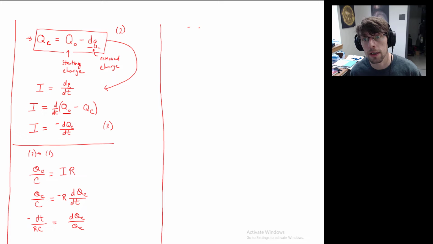So I get something like 1 over RC. Don't forget, those are constants, right? The resistor and the capacitor. But I have some time, I'll say from 0 to t, equals dQ_C over Q_C. Now at time equals 0, the charge on the capacitor is Q naught.